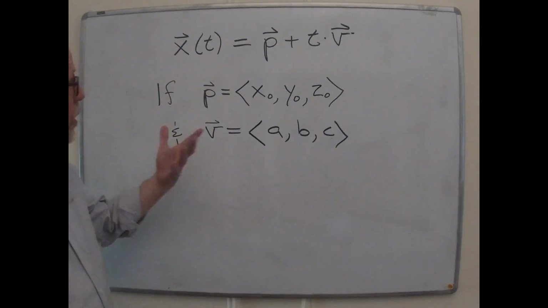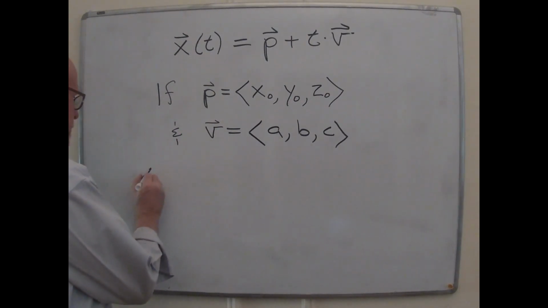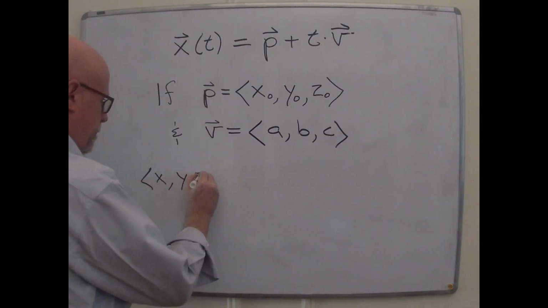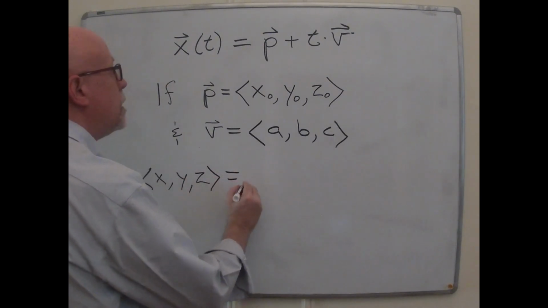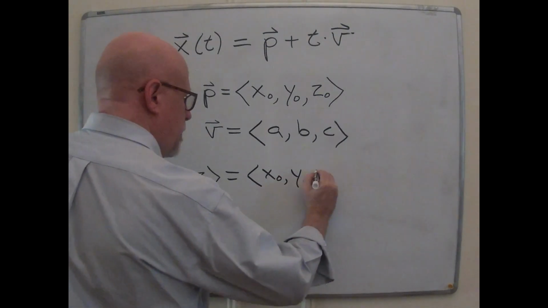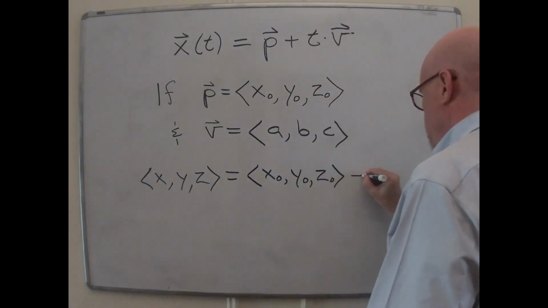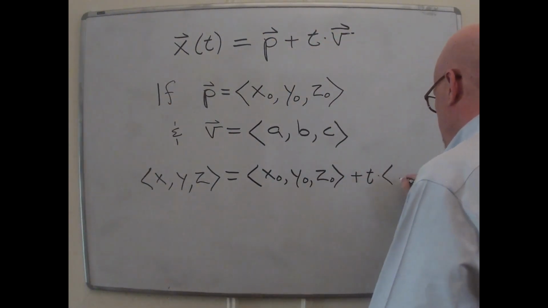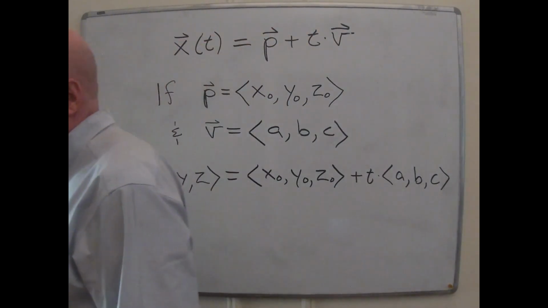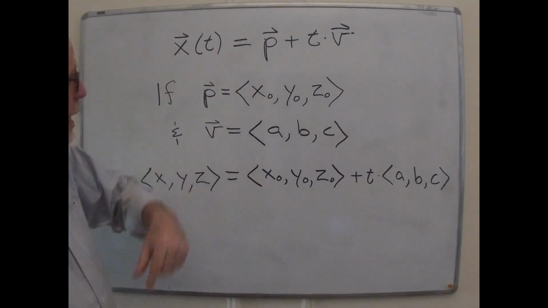So you can write out the complete thing as a vector equation. That x, let's just call it x, y, z, is equal to our position, which was the variables with subscripts on them, plus t times your velocity. So that's sort of an expanded form of the much more compacted notation up here.